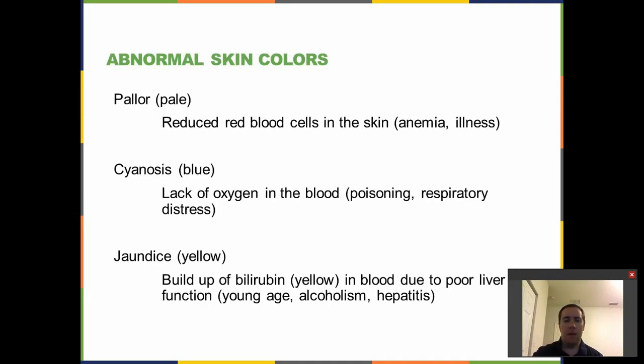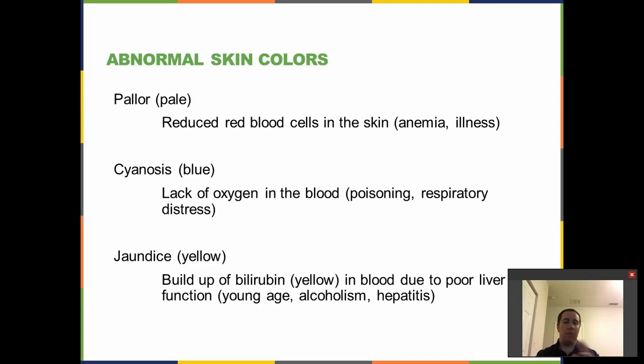Finally, the last abnormal skin color that we have is jaundice. This is a yellow color. You can see the yellowness in the skin, but you can also see it in the eyes. Jaundice always comes from liver failure. We have a chemical in our body called bilirubin, which is yellow. It's a result of breakdown of red blood cells.